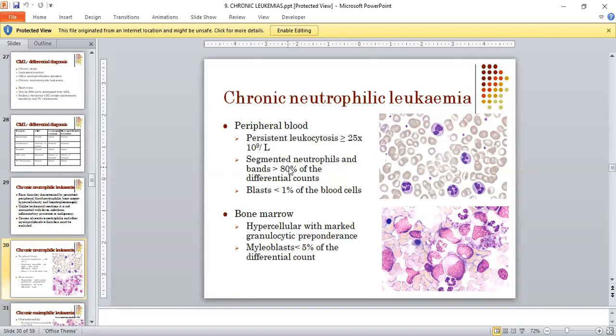So the way it looks when you do your investigations, persistent leukocytosis, segmented neutrophils, and bands account for 80% of the differential counts. From the name, you can tell that the neutrophils are the ones that are implicated. Now, not all the granulocytes, it's mostly the neutrophils. And then in the bone marrow, you'll find it will be hypercellular with marked granulocytic preponderance, which is just a fancy way of saying there will be a lot of granulocytes.